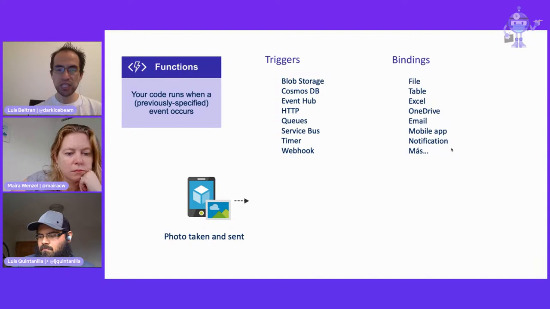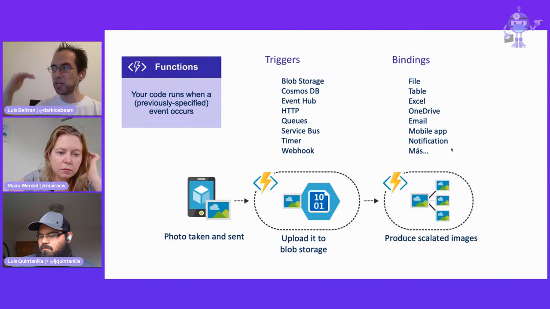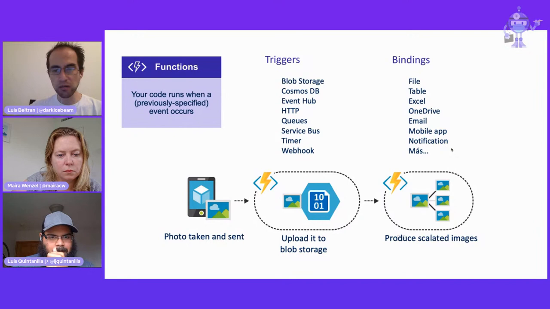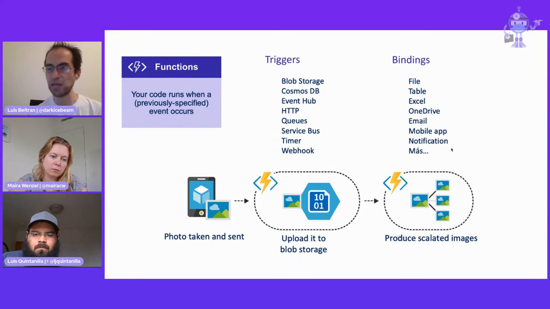We develop a mobile application. The user takes some picture, some photo, and we store it in blob storage. But maybe we want to create different versions, resized or scaled versions of our picture in another blob storage, because later we can use these smaller versions to store in a database or to present to users, so they don't have to waste their data because the size will be smaller.